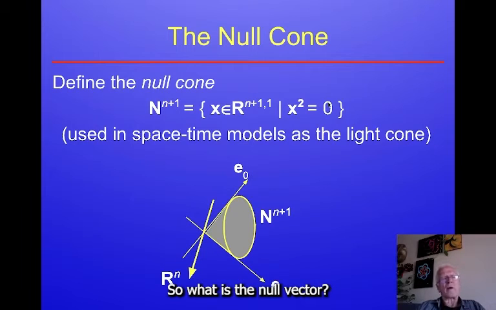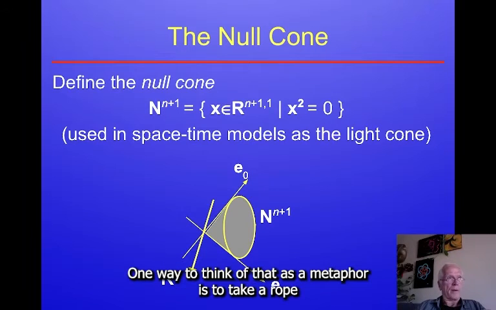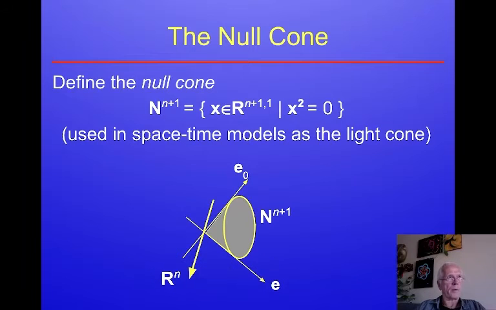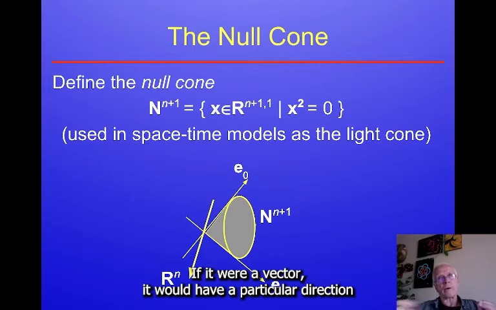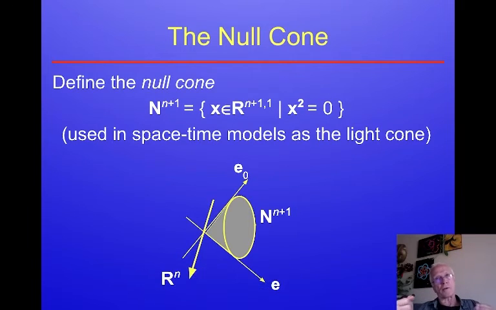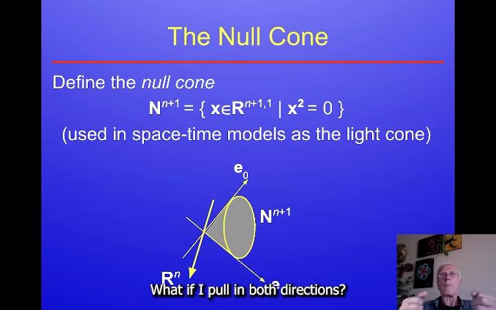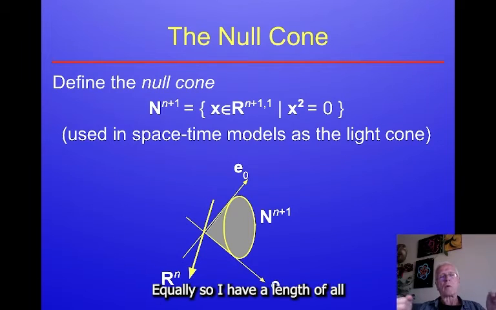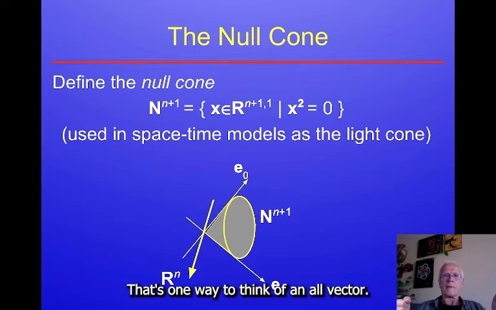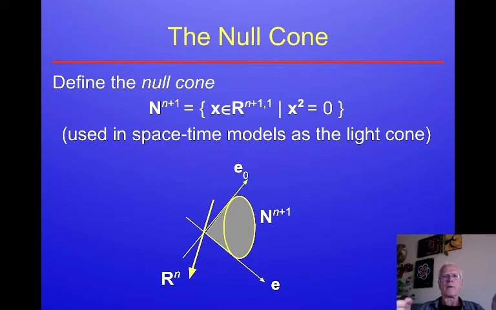So what is a null vector? One way to think of that as a metaphor is to take a rope, a certain length of rope. If it were a vector, it would have a particular direction. So I can pull on that rope. The harder I pull, the longer the length of that rope is. What if I pull in both directions equally? So I have a length of rope, but the force on that rope is 0. That's one way to think of a null vector.